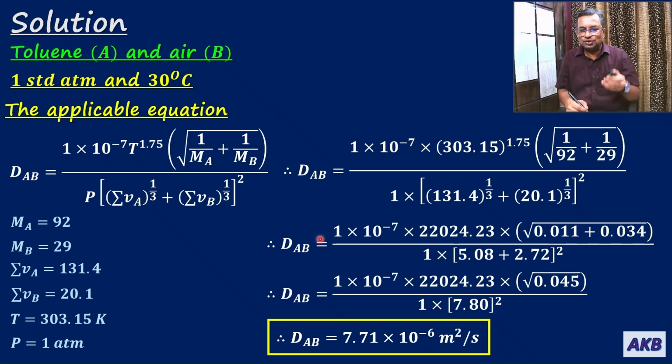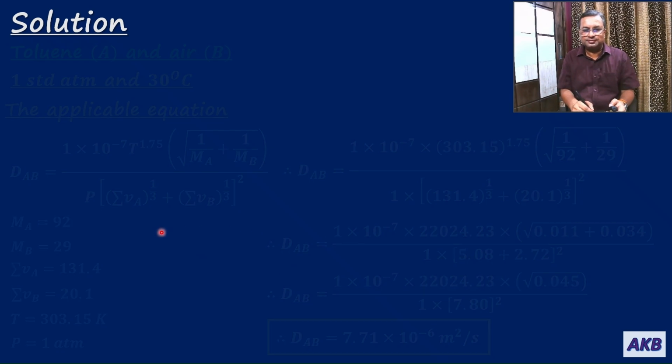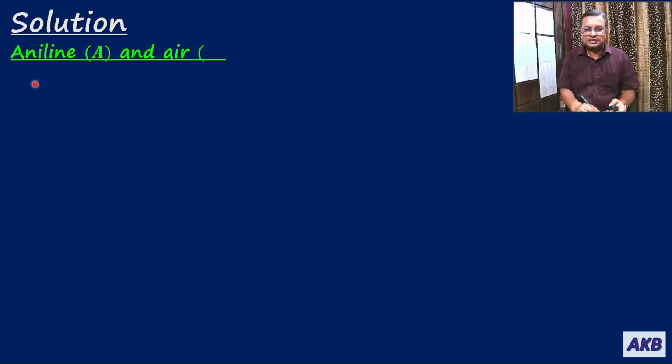Now let us move on to the last gas numerical part. So it is a mixture of aniline and air.